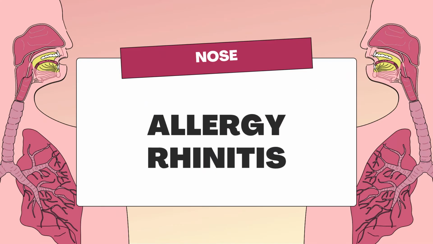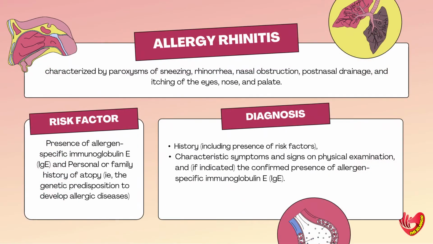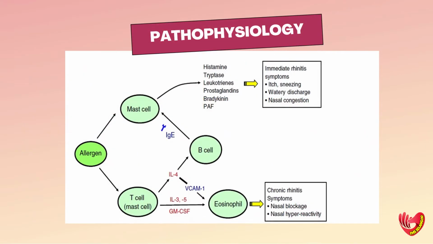Let's start with allergic rhinitis. Allergic rhinitis is a common condition caused by presence of IgE and a personal or family history of atopy. Symptoms include paroxysm of sneezing, rhinorrhea, nasal obstruction, postnasal drainage, and itching of the eyes, nose, and palate. Diagnosis is reached through a history that includes risk factors, characteristics of symptoms, physical examination, and, if indicated, confirmation of IgE presence. This diagram illustrates the pathophysiology of allergic rhinitis to help you better understand it.